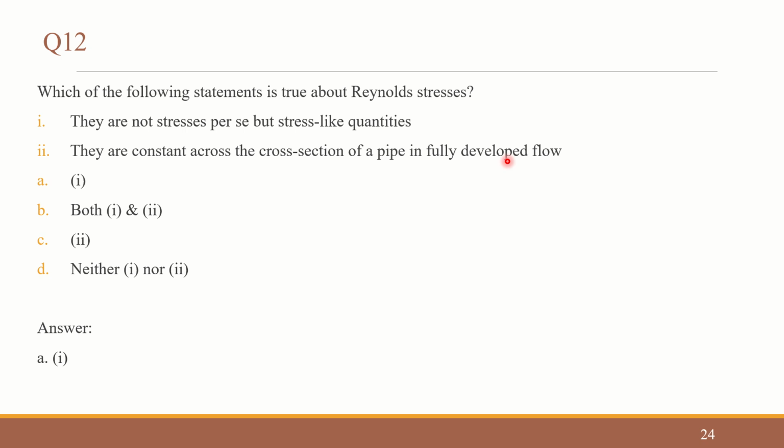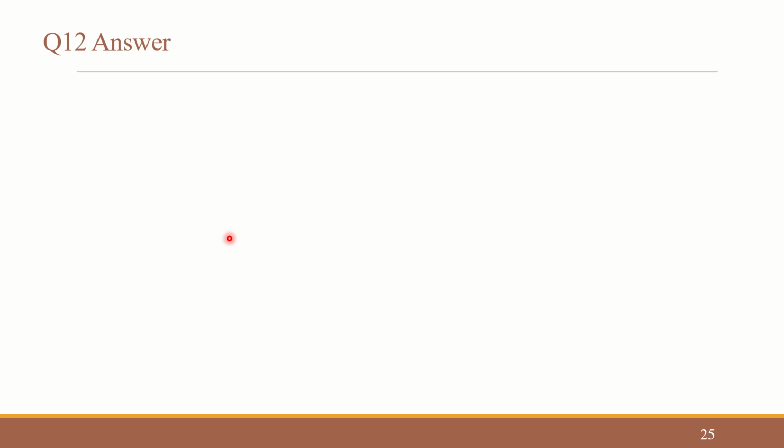Second one, they are constant across the cross-section of a pipe in a fully developed flow. Actually, they are not constant because they involve fluctuations. We cannot term it as constant across the cross section of a pipe in a fully developed flow. So second one is false. Option A, statement 1, is therefore the right answer. We will look at it more clearly in the next slide.